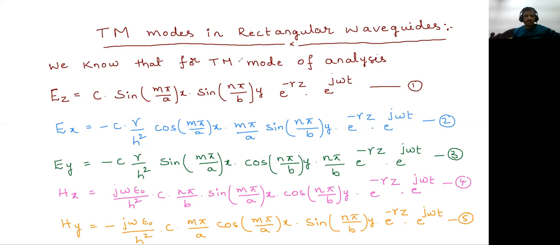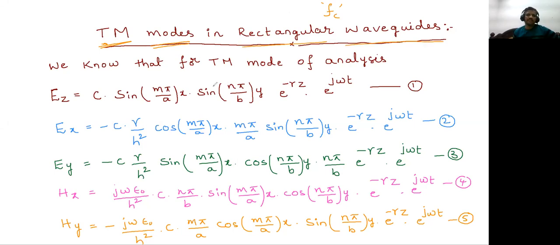Today I am presenting the 12th video lecture on microwave waveguides. In the last lecture we have seen the expression for the cutoff frequency. We have calculated the expression for the cutoff frequency. Now by using that we are going to find out the different transverse magnetic mode of analysis, that is, different transverse magnetic modes that will be existing in the rectangular waveguides.